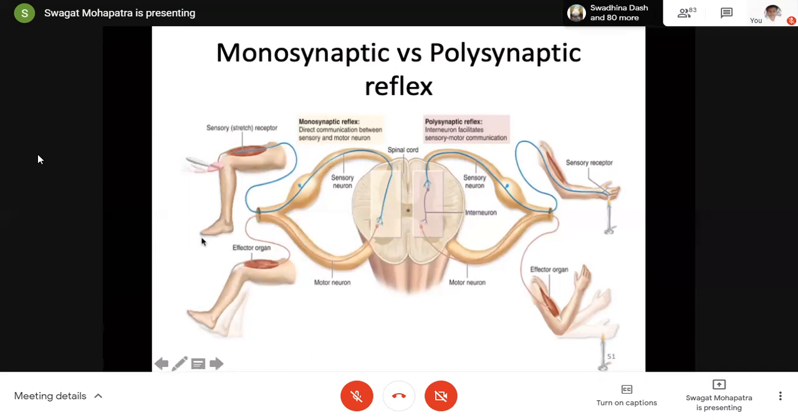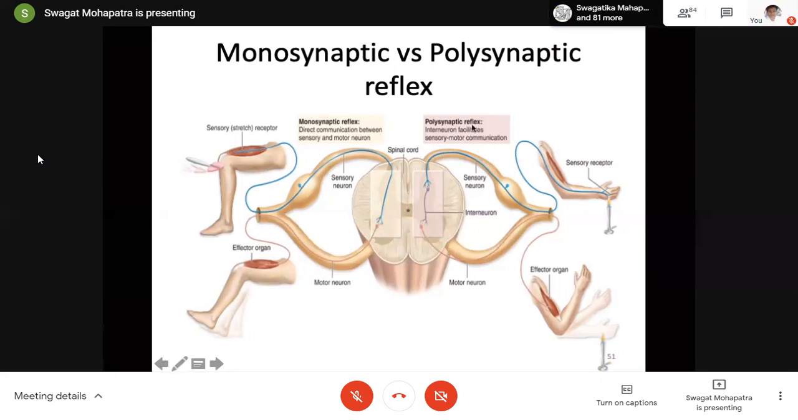So this is a knee jerk reflex. It is a type of monosynaptic reflex because there is only one synapse involved. This is one sensory neuron. This is one motor neuron. There is only one synapse that is involved.